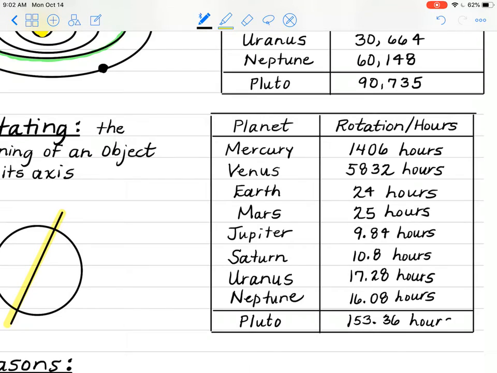And again, you don't need to memorize these. This is just to give you practice looking at rows and columns. This is a row. The columns are your planets and your hours. And this whole thing is called a table.